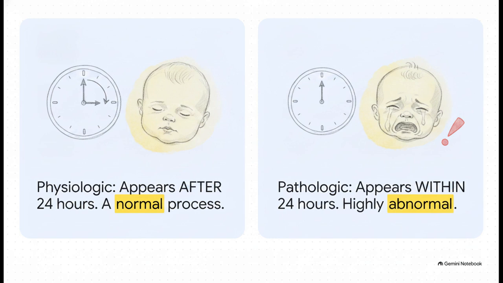Physiologic jaundice, that's normal. It appears after the first 24 hours. Why? Because newborns have extra red blood cells breaking down, and their liver is still a bit immature, so it's slow at processing the bilirubin. Totally normal. But pathologic jaundice appears within the first 24 hours. So if you've got a baby turning yellow at, say, 12 hours old, that is highly, highly abnormal until proven otherwise. It's a huge red flag indicating an immediate threat, like severe blood incompatibility or excessive red blood cell destruction. So whatever you do, do not ignore jaundice in the first day of life.